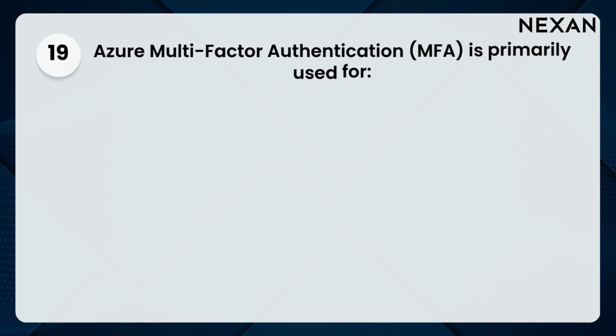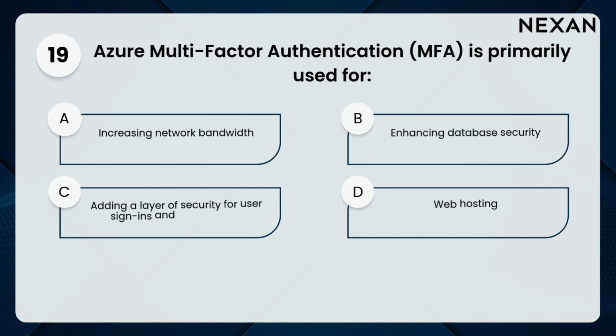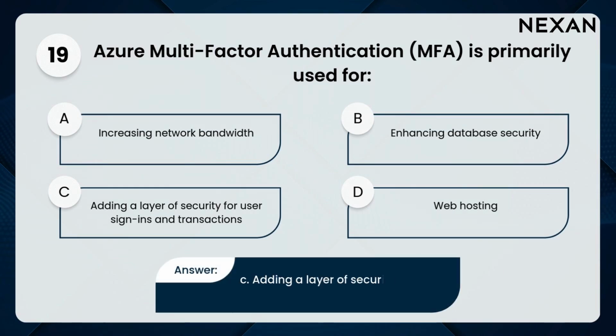19. Azure Multi-Factor Authentication, MFA, is primarily used for A. Increasing network bandwidth, B. Enhancing database security, C. Adding a layer of security for user sign-ins and transactions, D. Web hosting. Answer: C. Adding a layer of security for user sign-ins and transactions.